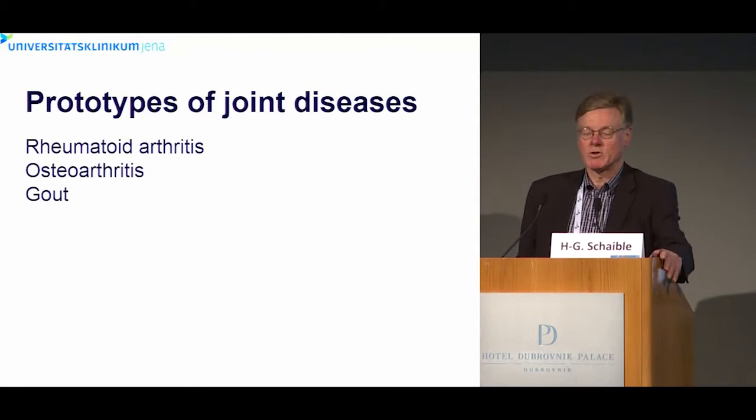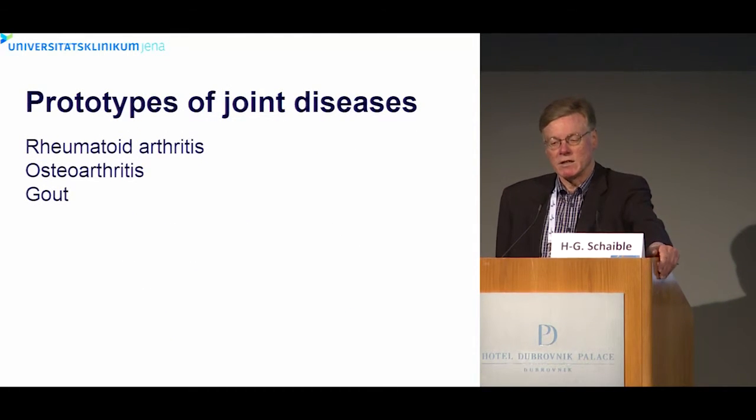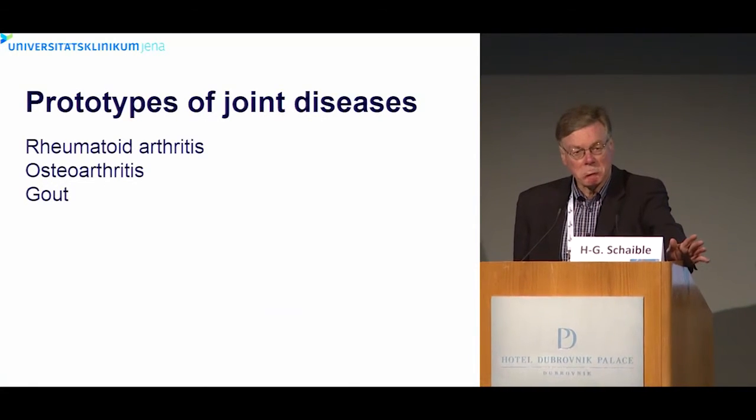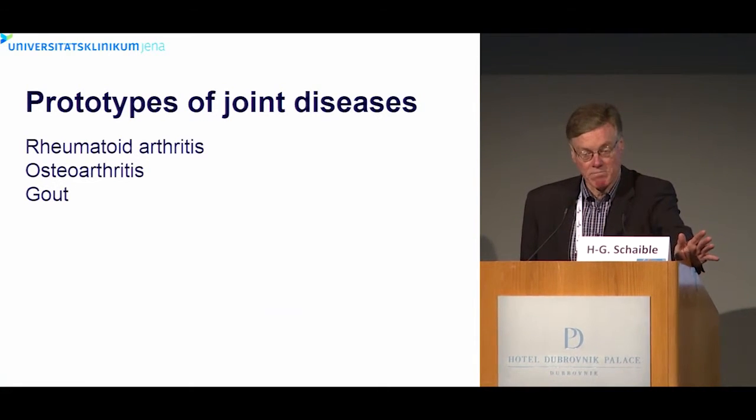The prototypes of joint diseases which are investigated are usually rheumatoid arthritis, osteoarthritis, and gout. One of the interesting questions is how different and how similar are they?